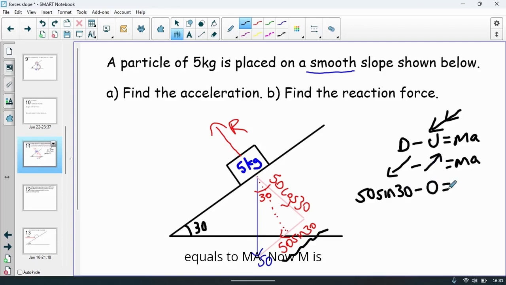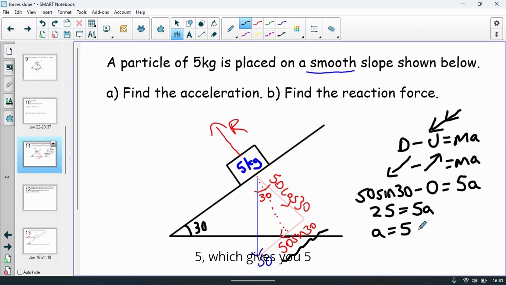Equals ma. Now m is 5, and acceleration we do not know, so let's just label that a. Doing this in the calculator, 50 sine 30 is 25, equals 5a, and a is equal to 25 divided by 5, which gives you 5 m/s². Again, you don't need to write the units. You should be fine if you just write 5. Okay, now this was part A.